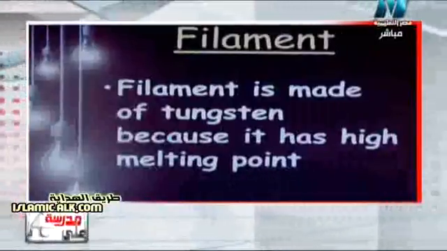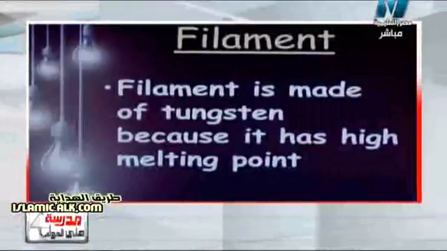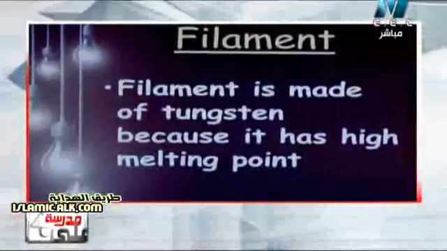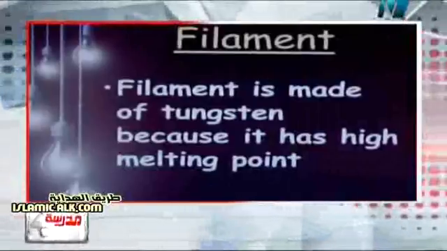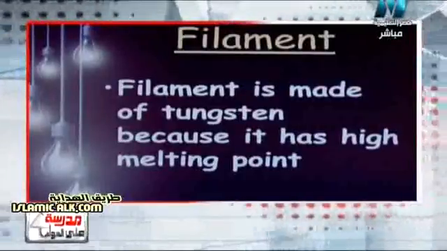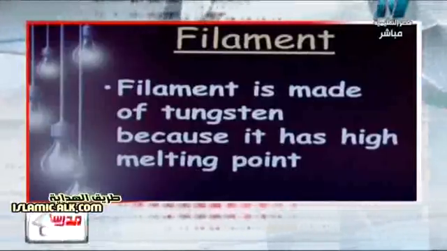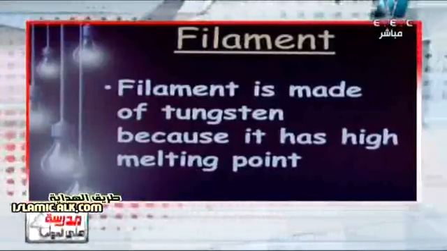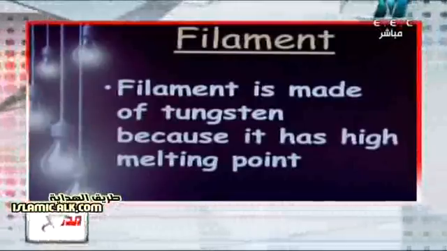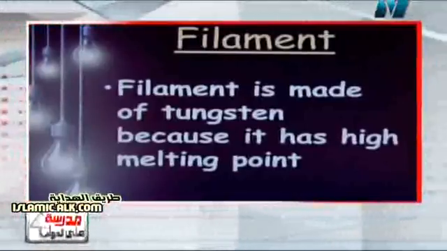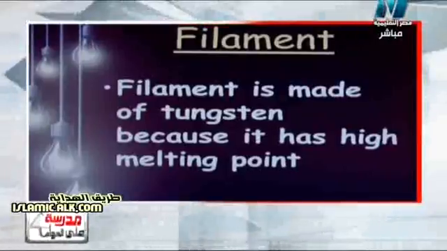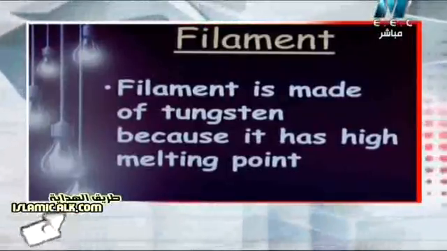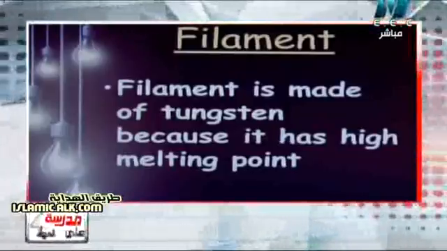Okay, so now let's start with the filament أو الفتيلة. I'm sure it's the most important thing in the light bulb. The filament is made of what? Is made of tungsten element, مصنوعة من عنصر اسمه التungsten. Why we don't use the iron, for example, copper, lead, any metal for making the filament? Making the filament depends on the tungsten. ليه استخدمنا tungsten تحديدا؟ Because tungsten has high melting point.